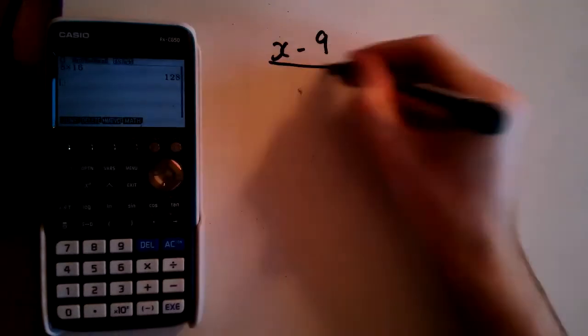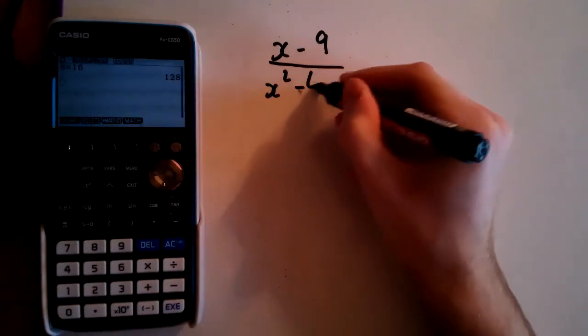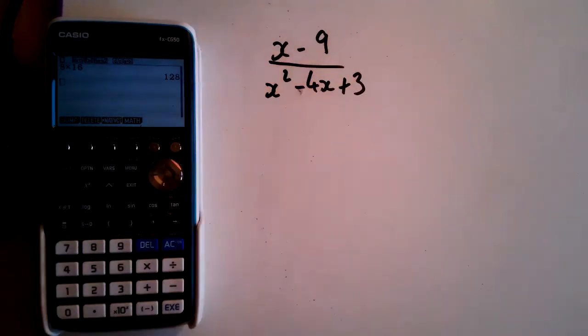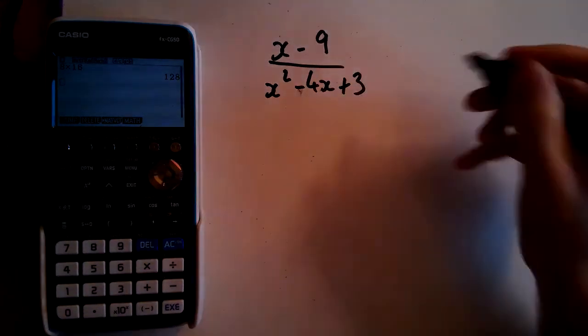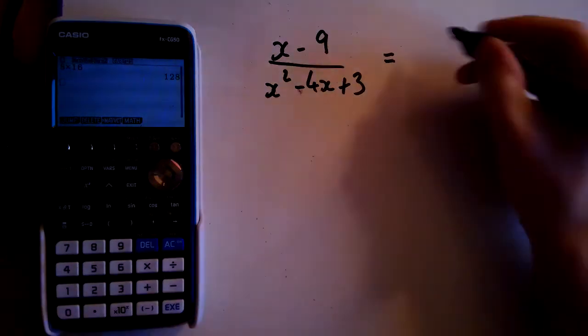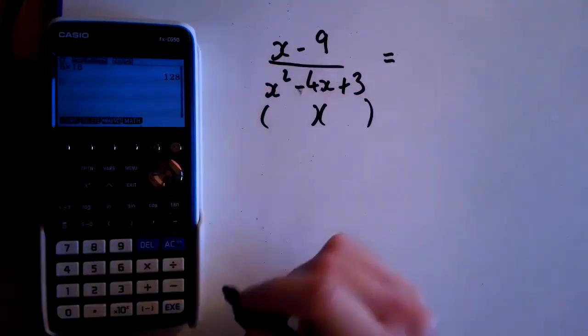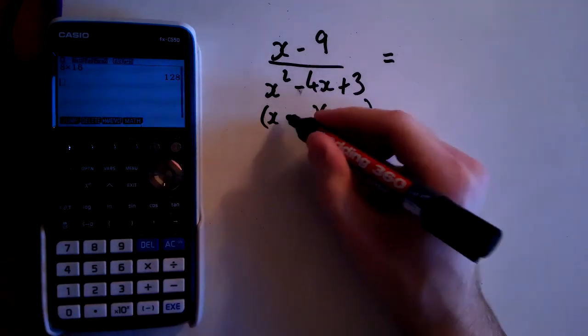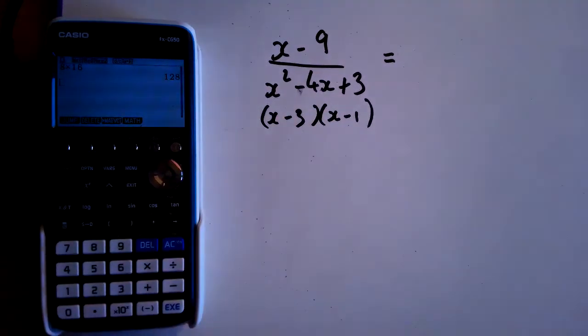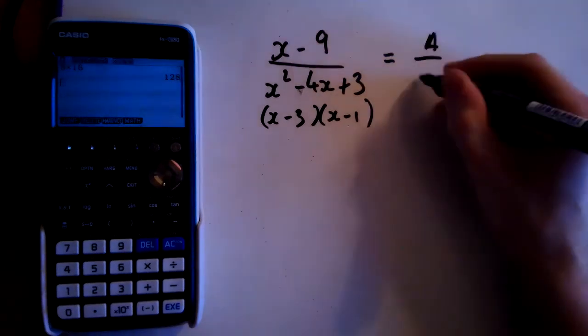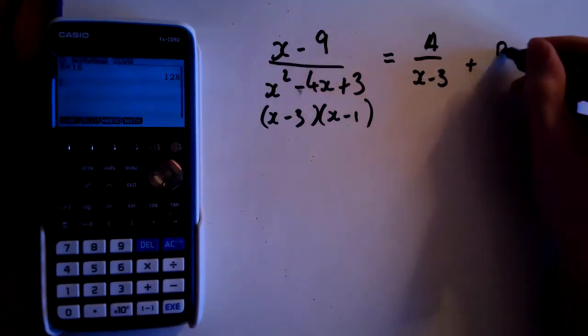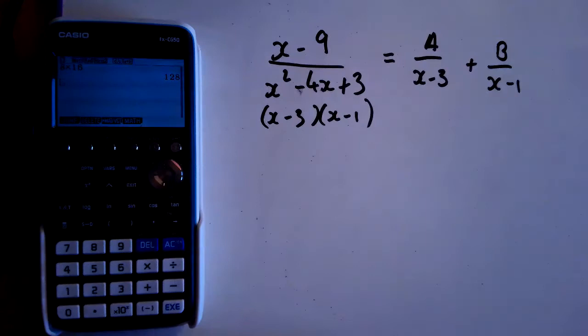Is x minus 9 over x squared minus 4x. That should be plus 3 there. Again, I don't know why that's missing. So to get that in partial fractions, I want it to be factorized in the bottom. So use your calculator, use your common sense. You get x minus 3, x minus 1. So it's a over x minus 3 plus b over x minus 1.